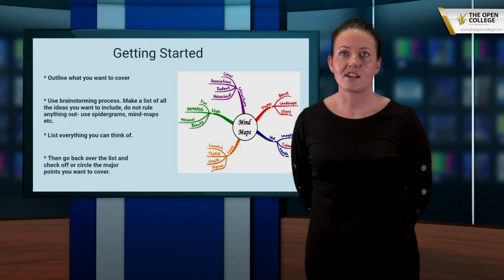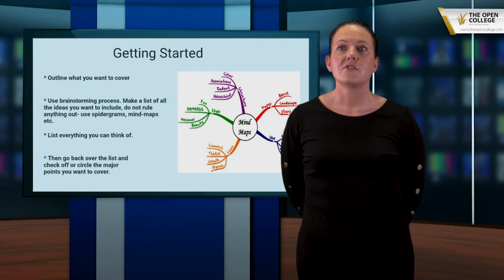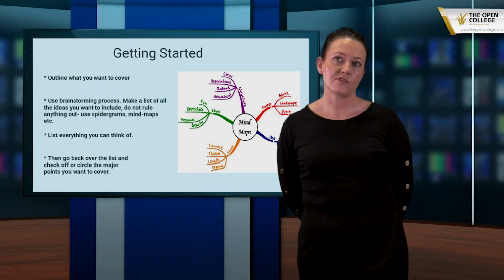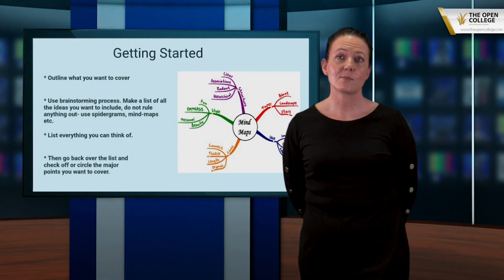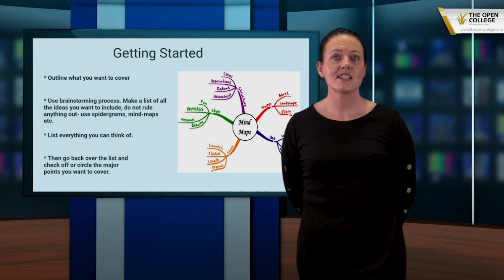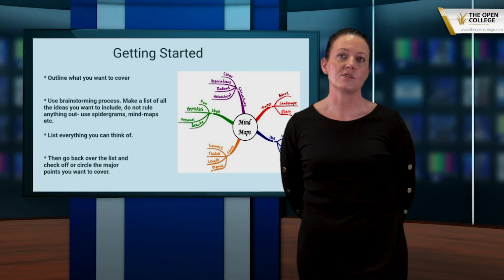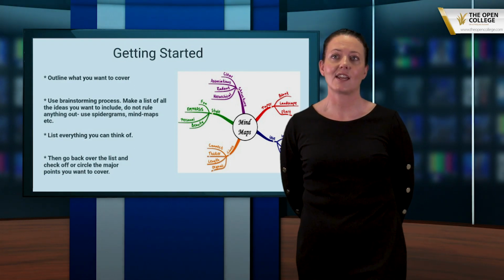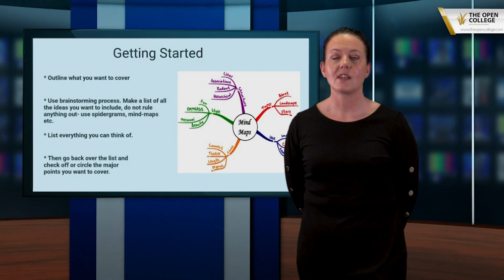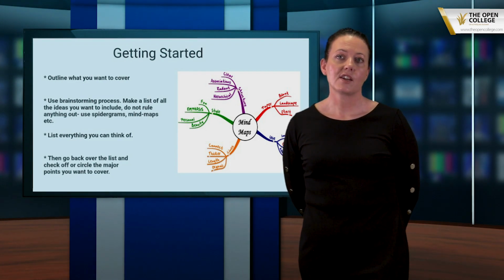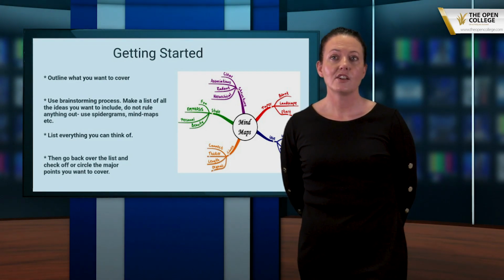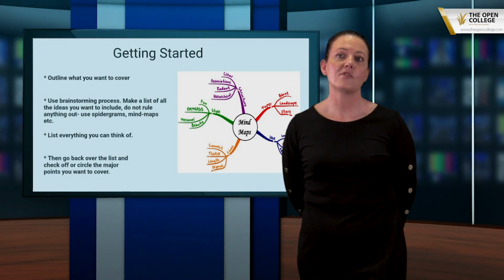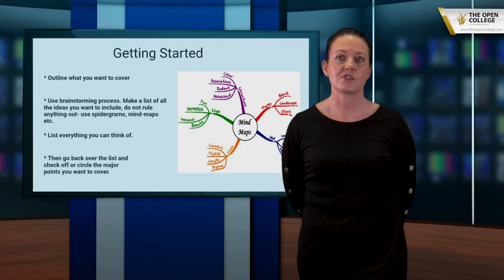So how do you get started? First, you should outline what you want to cover. Use brainstorming processes. Make a list of all the ideas you want to include. Do not rule anything out. Use spidergrams and mind maps. List everything you can think of. Then, go back over the list and check off or circle the major points you want to cover.